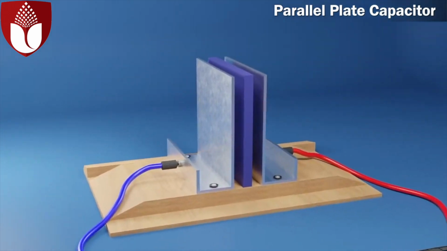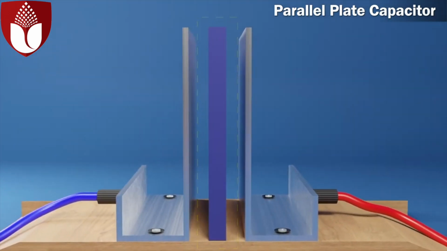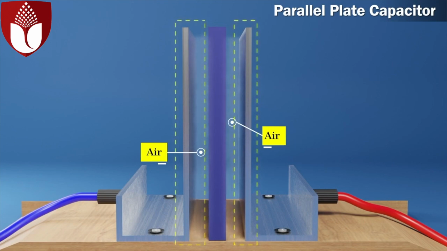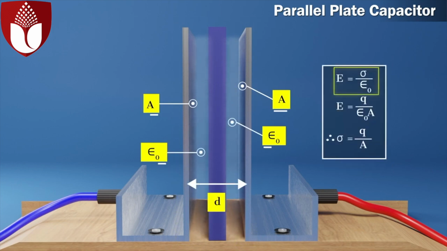When the space between the plates is not filled by a different material, it is occupied by air. If the plates have an area A, a distance d, and the air has a permittivity of epsilon naught, then E is equal to sigma by epsilon naught. E is equal to Q by epsilon naught A. Hence, sigma is equal to Q by A.